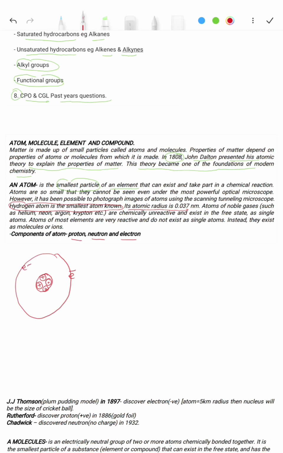And the basic fundamental difference between chemistry and physics lies here. The area of interest for physicists is the nucleus, as most of the weight of an atom and the energy resides inside this nucleus. On the other hand, the area of interest for chemists is the electron, as the electrons surrounding the atom take part in the chemical reaction.